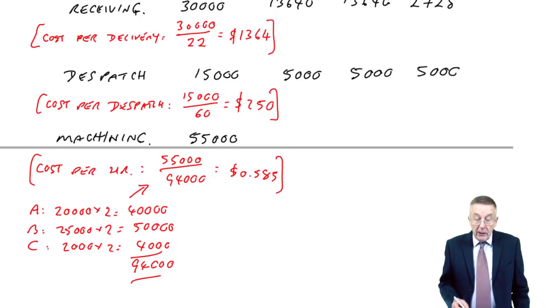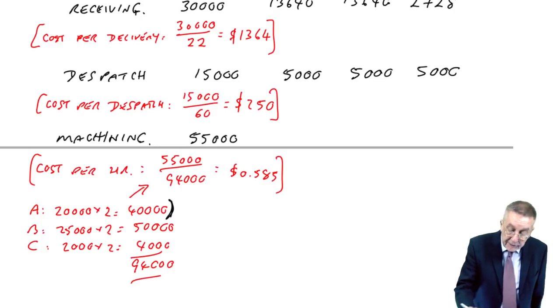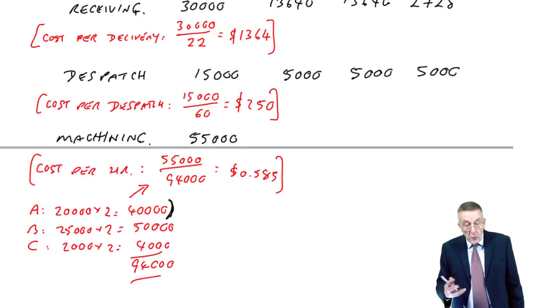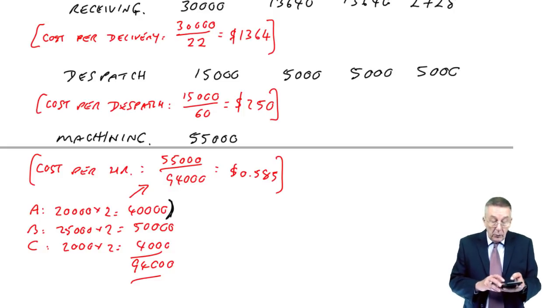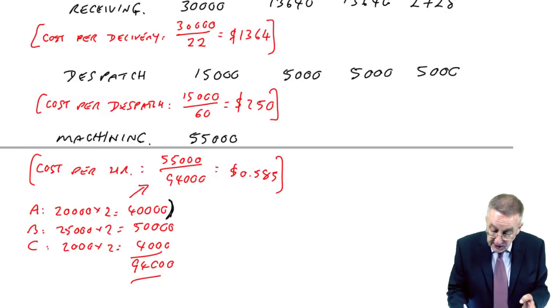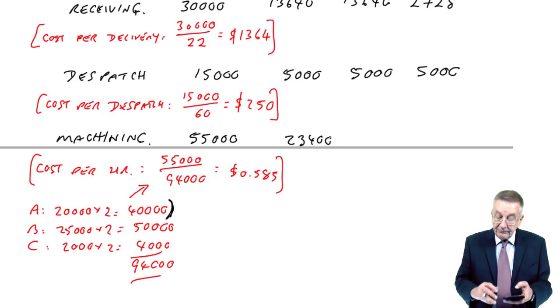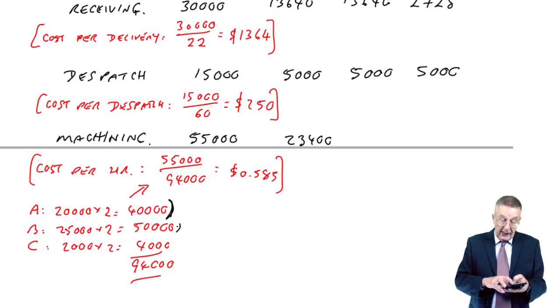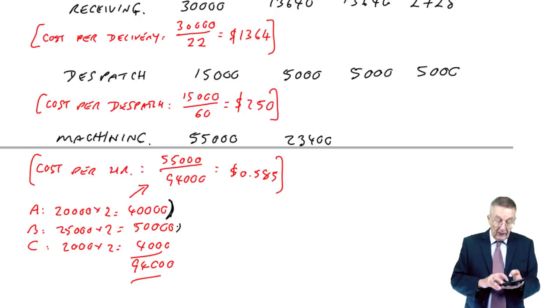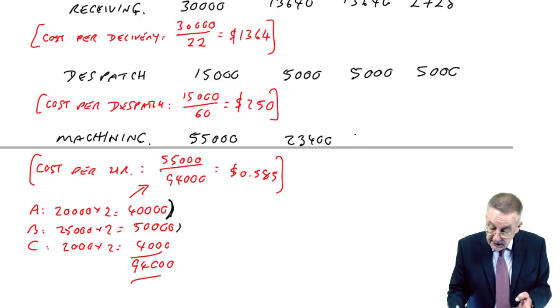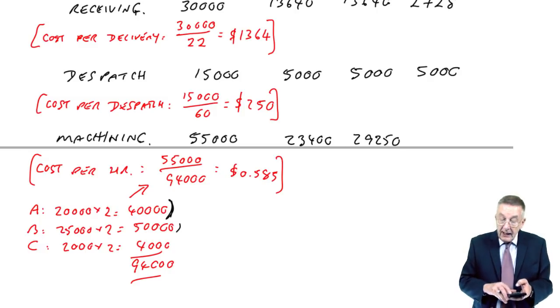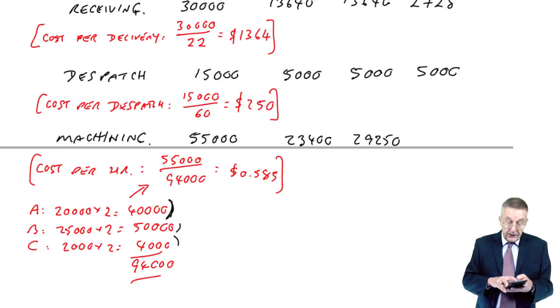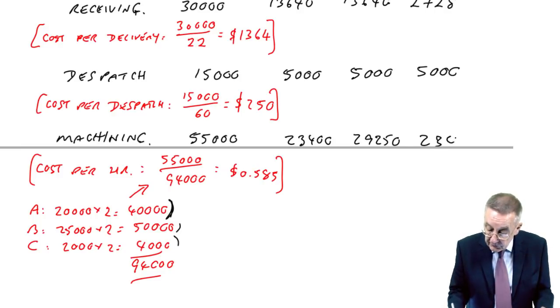How much to A? Well, remember A, there are 40,000 hours in total. So at 0.585, we'll charge in total 40,000 times 0.585 is 23,400. B, in total 50,000 hours at 0.585 is 29,250. And finally, C, 4,000 hours, 0.585 is 2,340.